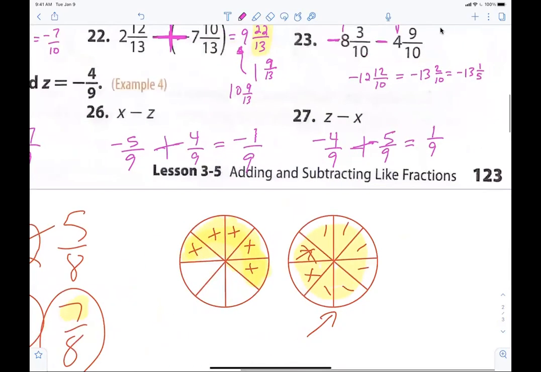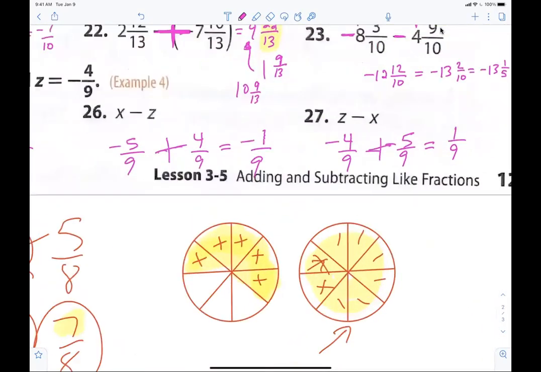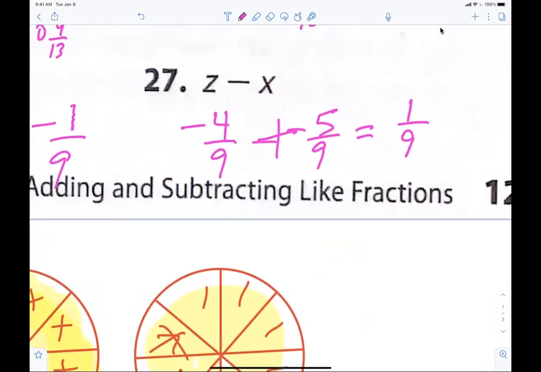What time is the bell ring, guys? 25. Would it be negative? Look and see. Who asked me that? Well, negative 4 plus 5. Right. You with me? That's 1/9. Okay, that's 1/9.